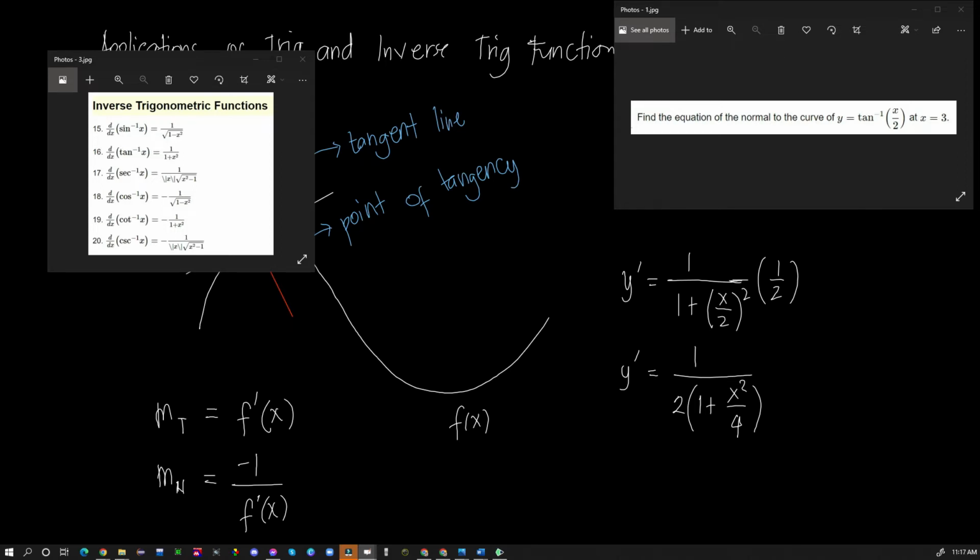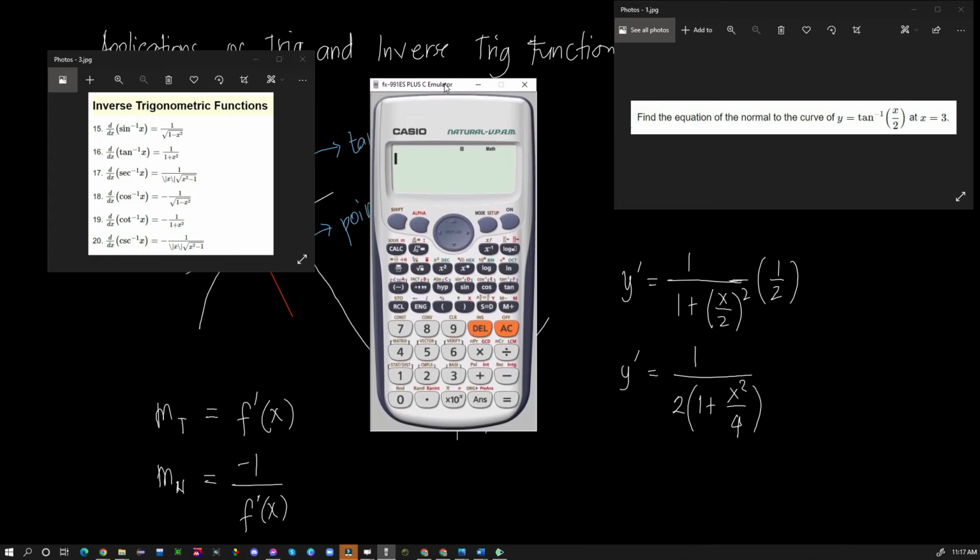Okay. Then, unsa man ang y prime at x is equal to 3? I-substitute na nato, di ba naghatag man siya at x is equal to 3. So, i-substitute na nato sa x. So, ang atong makuha would be, i-substitute na nato siya sa atong x. So, we have 1 over 2 times 1 plus x squared over 4.